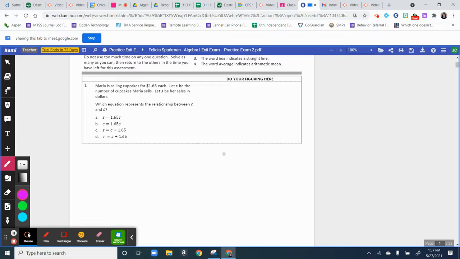All right, so Maria is selling cupcakes for $1.65 each. C is the number of cupcakes Maria sells. S is going to be her sales in dollars, which represents the relationship between C and S. So if S is the sales, that's your total. So we can eliminate the ones that equal C because it should equal the total. Now, we have $1.65 each. Each in math means per, so we're multiplying. So the answer is A.